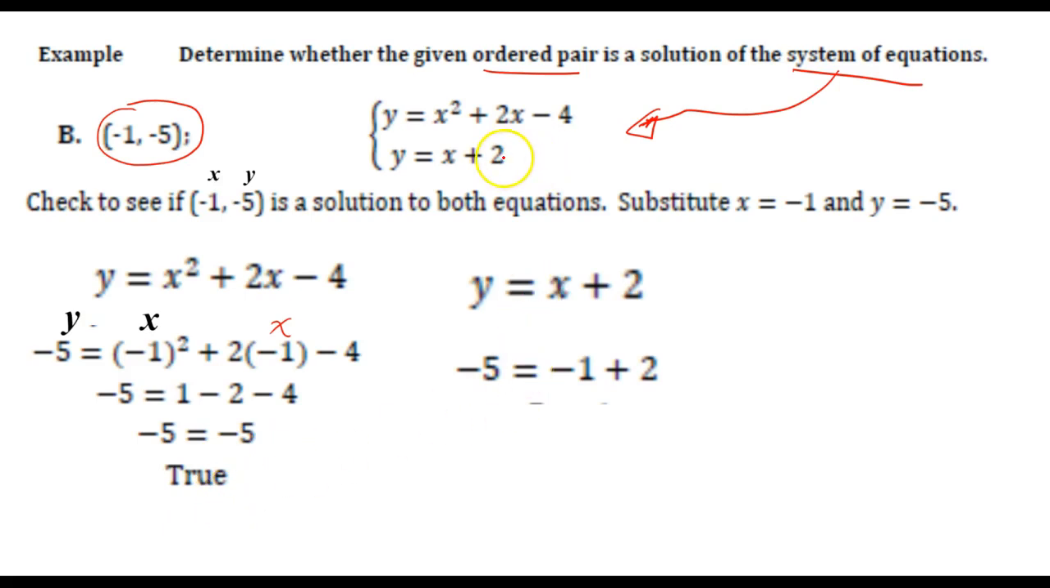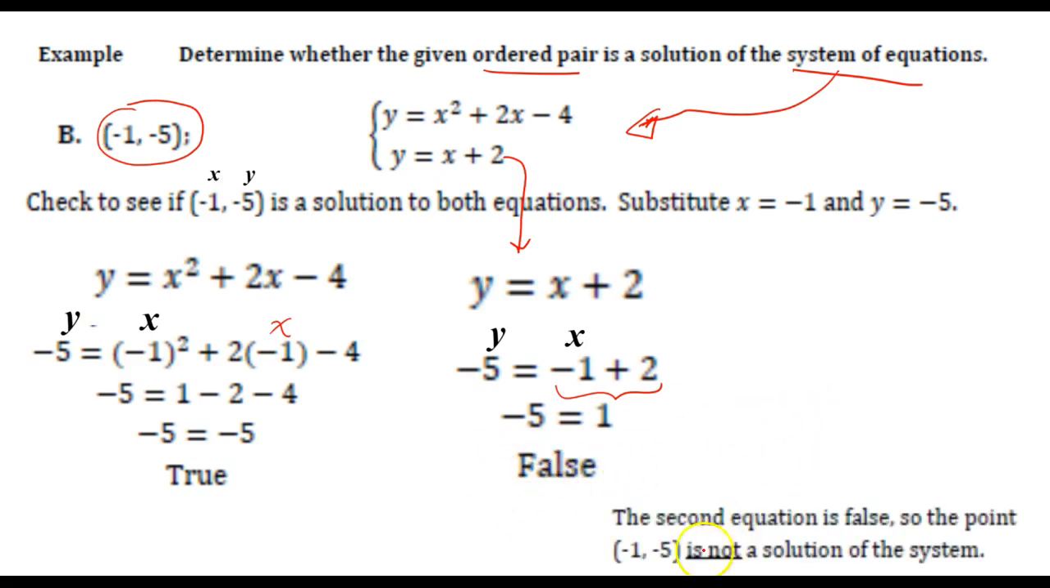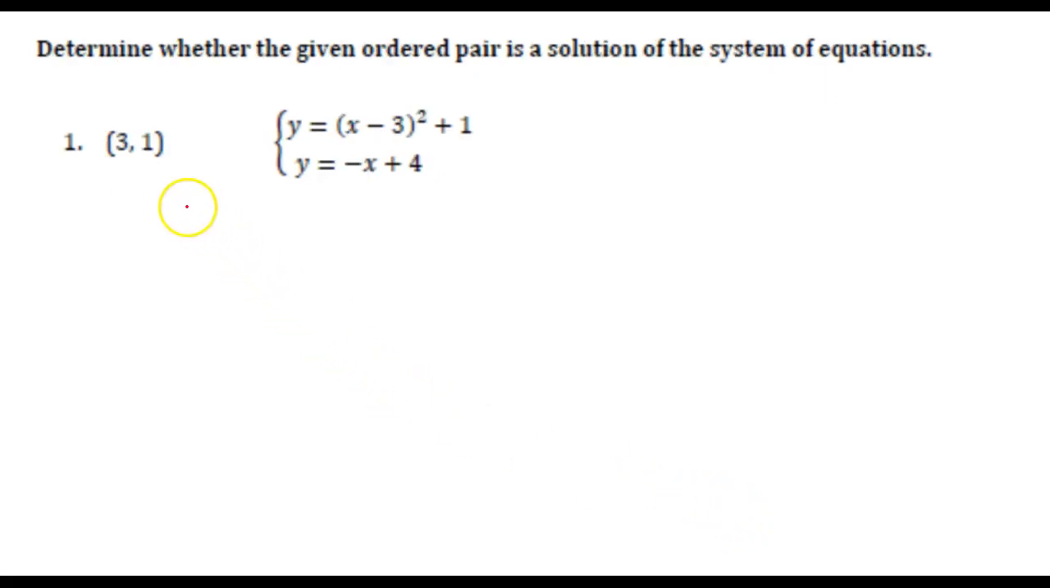Let's see about this second equation: y equals x plus 2. Again, we're going to replace x and y and see if this works out. Is -1 plus 2 also -5? No, it is not true. It is false. So let's continue on where it says the second equation is false. So this point is not a solution. Oh no. So let's try a few of these that they want us to try out on our own.